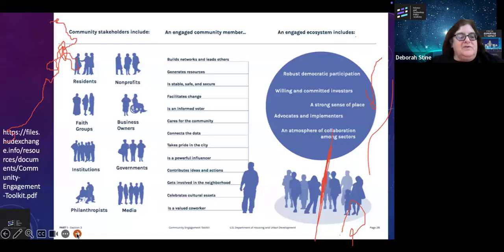So who are stakeholders? This is from a very useful document from the Housing and Urban Development. They have a big community engagement toolkit there. And it's an example of something I would encourage you to download while it's still available. And you'll see here that they have all sorts of different folks. They have residents, faith groups, nonprofits, business owners, institutions, government, philanthropists, media. These are examples of where you want to try to identify people.